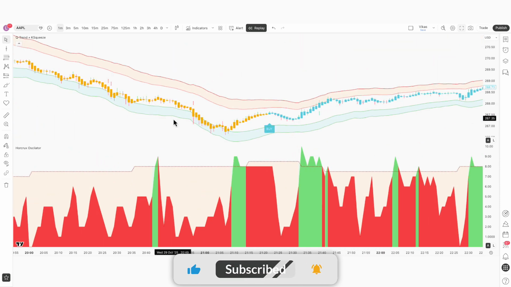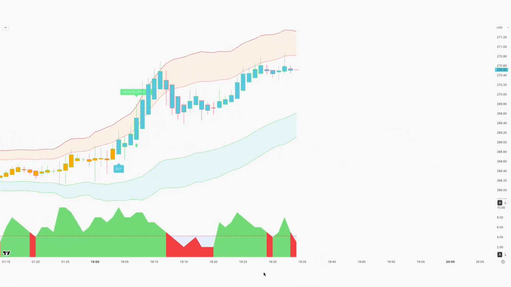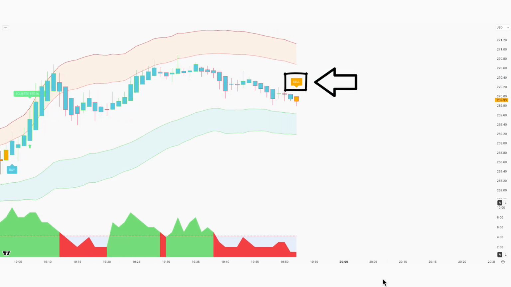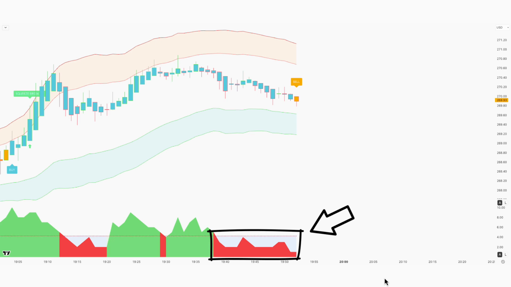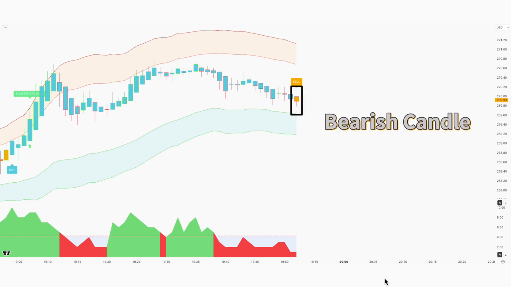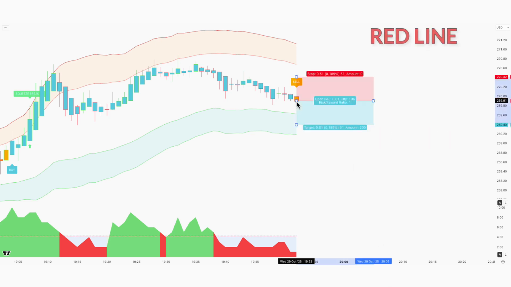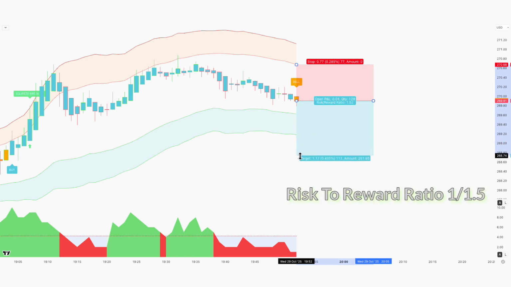Now our setup is ready. Let's see how we use these trading setups. When the Q trend arrow of this indicator is a sell signal, the Horcrux oscillator should be a red area, and the market forms a bearish candle. If this condition is fulfilled, then we will place a sell order. Our stop loss is to be placed at the red line, and the risk to reward ratio will be 1:1.5.